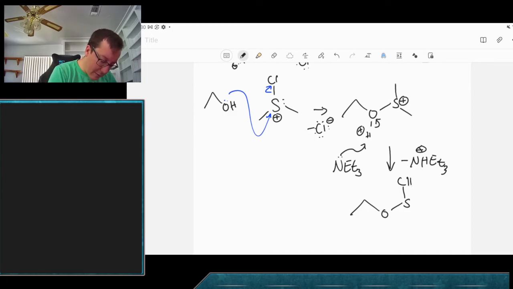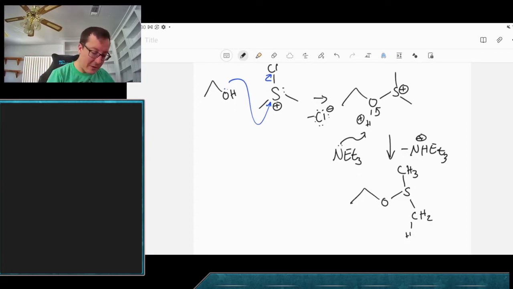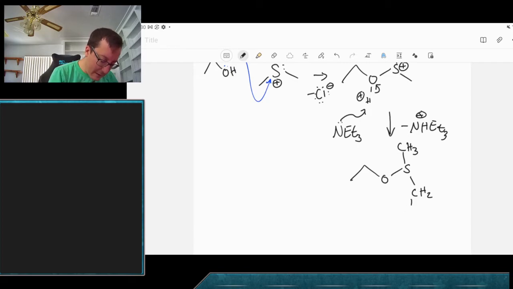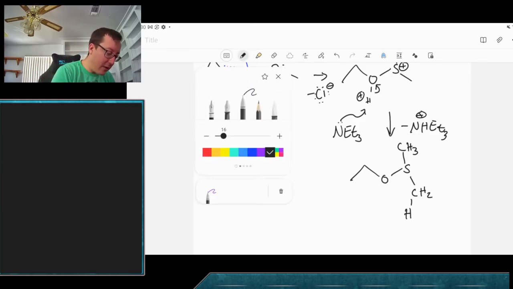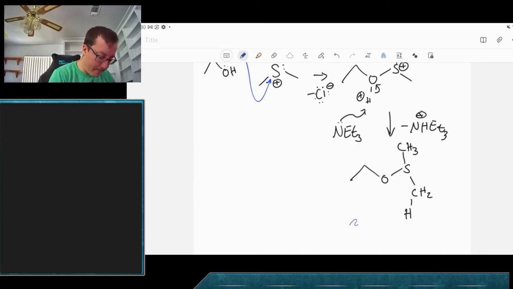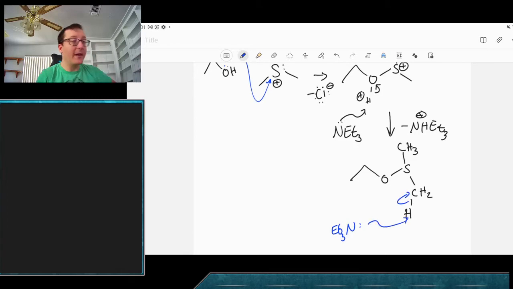And I'm going to actually write out these methyl groups because this is where the interesting stuff happens. So this is perhaps the weirdest part of the mechanism. What actually happens is we're not going to eliminate this. We're going to see that another molecule of our base is actually going to deprotonate this and leave it as a carbanion.